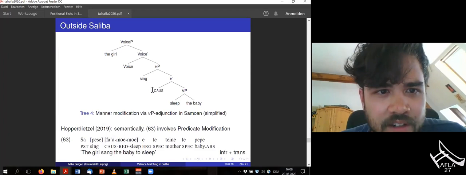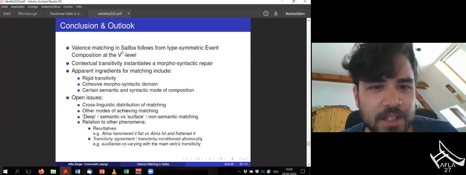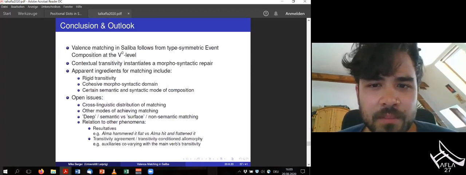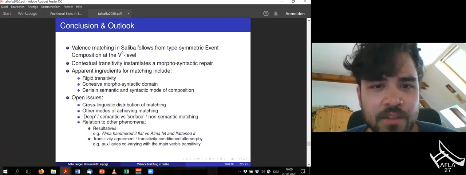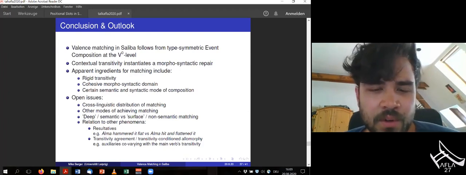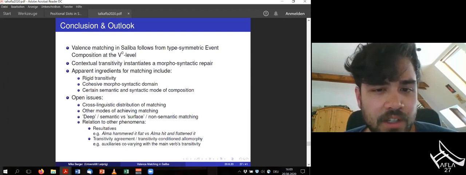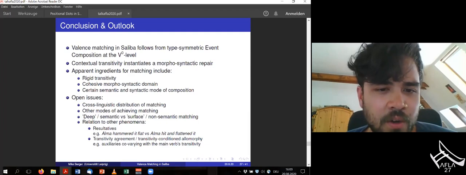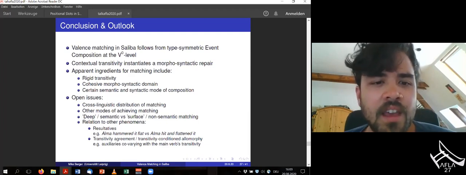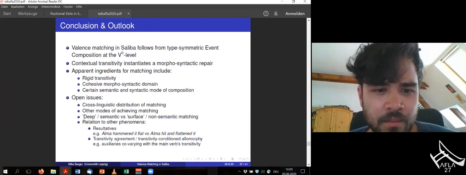I'll just quickly conclude. Valence matching in Saliba, I've proposed, follows from type symmetric event composition at the V level. Contextual transitivity, I propose, is a type of morphosyntactic repair. The apparent ingredients for matching, as far as I can see, include rigid transitivity, cohesive morphosyntactic domains, and a certain type of semantic and syntactic composition.